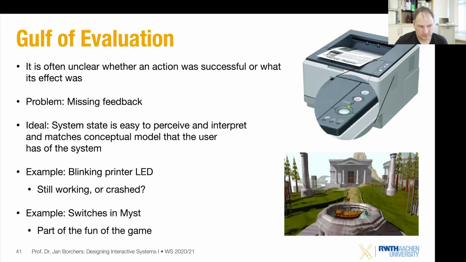So, an ideal system in terms of the gulf of evaluation has no gulf of evaluation, right? You would see the system state clearly, visibly, so your eyes or senses, ears, whatever it is, get a clear signal, a physical signal from the system that tells you its message. Secondly, you should be able to easily interpret that message into what it means. And finally, it should match the conceptual model that you have of that system and should allow you, therefore, to compare your interpreted result with the goal that you had in mind. Let me give you an example here, and this may make it a little clearer.